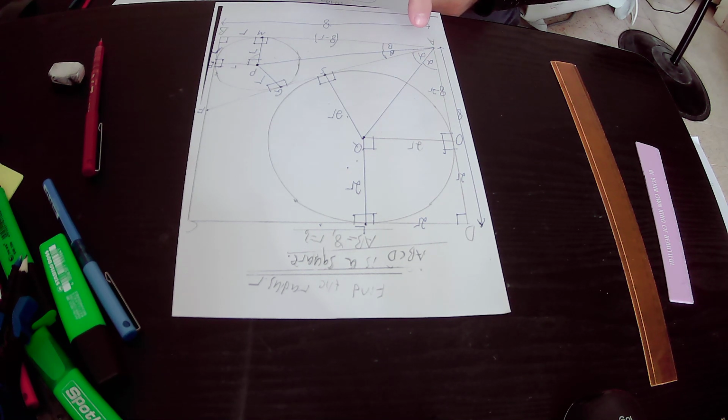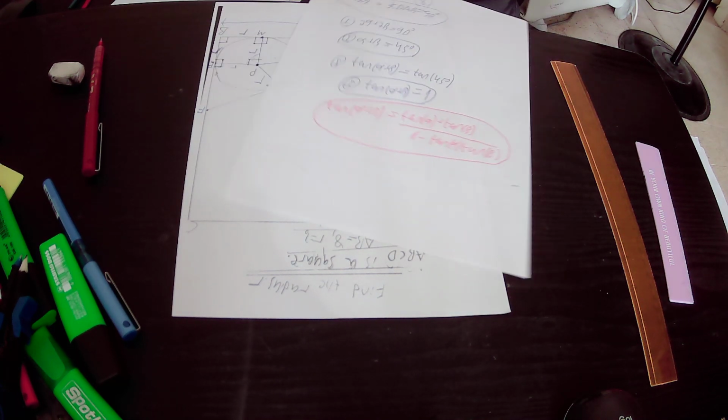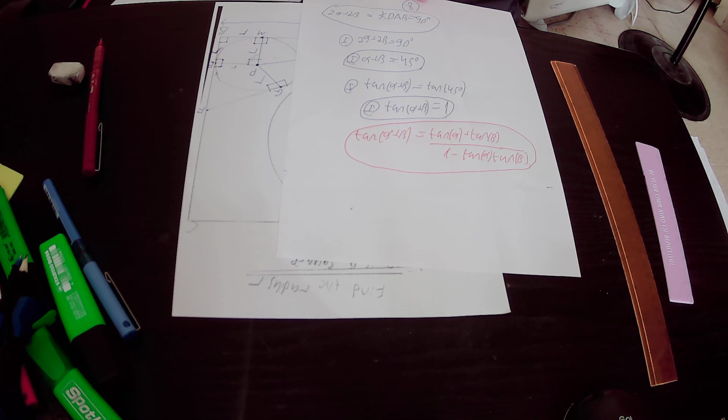So actually, angle DAB is one of the angles of square ABCD. Therefore, it equals 90 degrees from one side, but from the other side, it consists of four angles. Therefore, it equals 2 alpha plus 2 beta. So, from one side it equals 2 alpha plus 2 beta, and angle BAD equals 90 degrees. From this equality we concluded that 2 alpha plus 2 beta equals 90 degrees. We divided equation number 1 by 2 and we got that alpha plus beta equals 45 degrees.